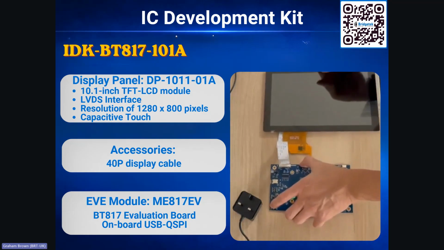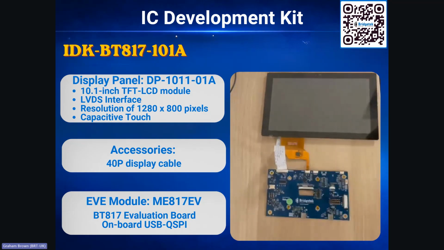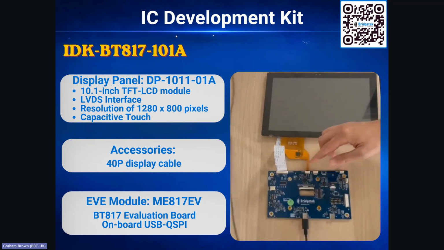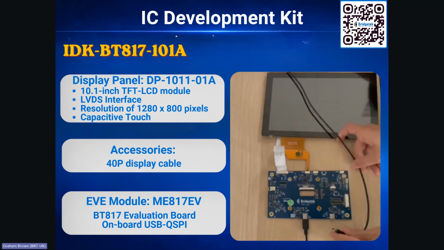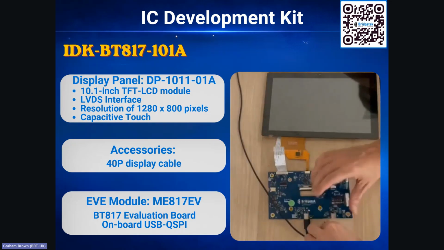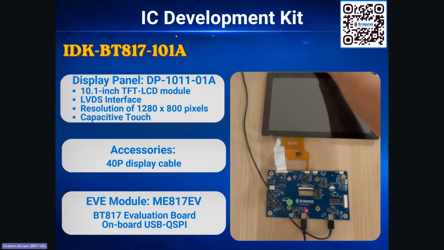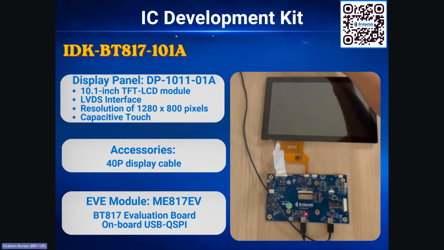Now here we are connecting the capacitive touch panel, which supports up to 5 simultaneous touches, to the ME817EV. We connect a 5-volt USB Type-C cable to power the board. The onboard USB to quad SPI interface provides an easy way of connecting to a computer. We can now run an example via the free Bridgetek design tools to display an image.